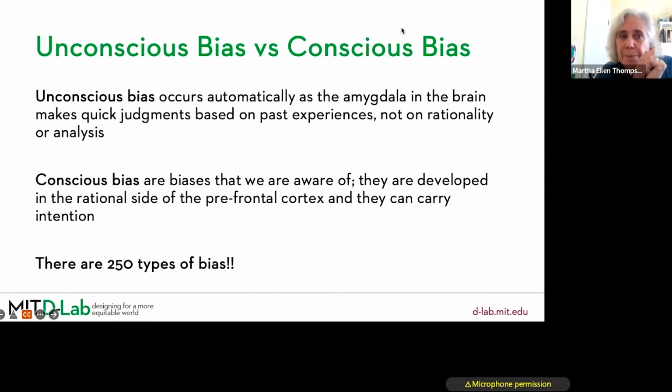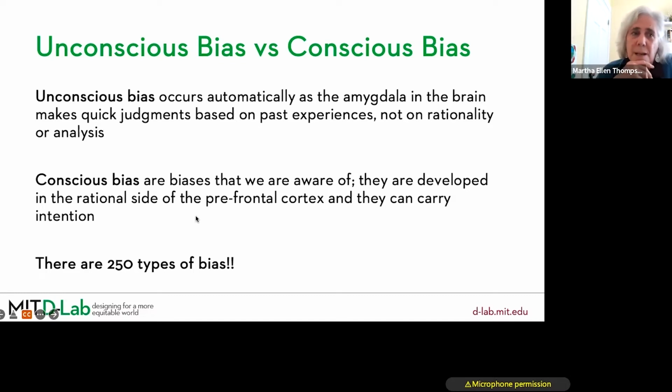So we talk a little bit about the difference between unconscious bias, which comes from an evolutionary element, from the fight or flight instinct. Unconscious bias occurs automatically in your amygdala. It comes out of those 11 million pieces of information your brain is unconsciously processing, and it makes extremely quick judgments based on your past experience, on information that you've had. It's not based on rationality or analysis, and you are not even conscious you're making these assumptions.